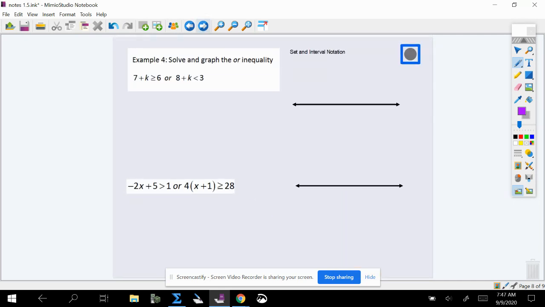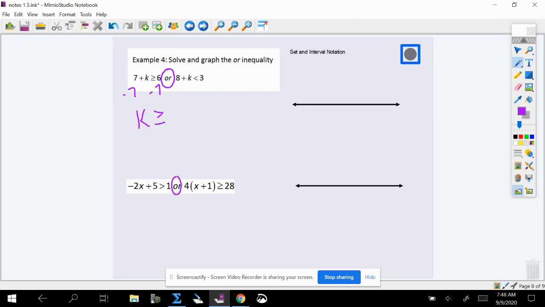The other type of compound inequality is called an "or" inequality. An "or" inequality will actually have the word "or" between two single inequalities. So it's maybe a little more obvious as far as the word is actually there. You're going to solve each inequality separately. They can be very different. They can be similar. In this case, they're very different.